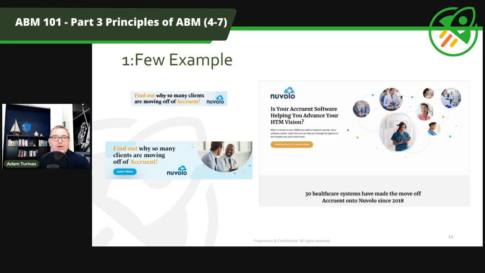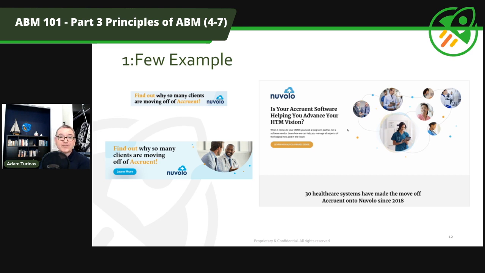This is an example of one-to-few. I mentioned that one way of doing segment-specific marketing is to focus on your competitors' accounts. One of their competitors is a company called Accruent. So what they're doing here is targeting Accruent customers.